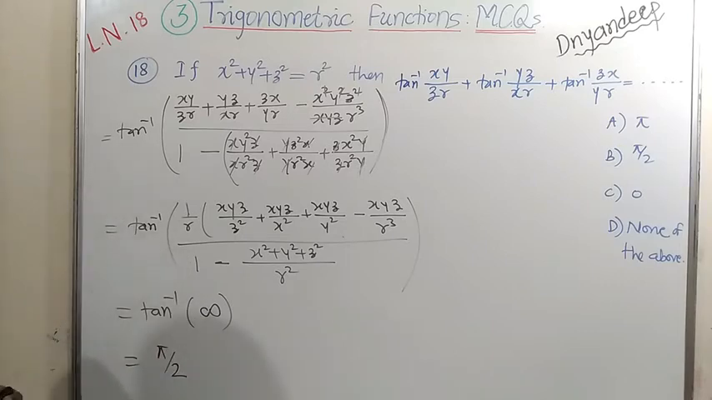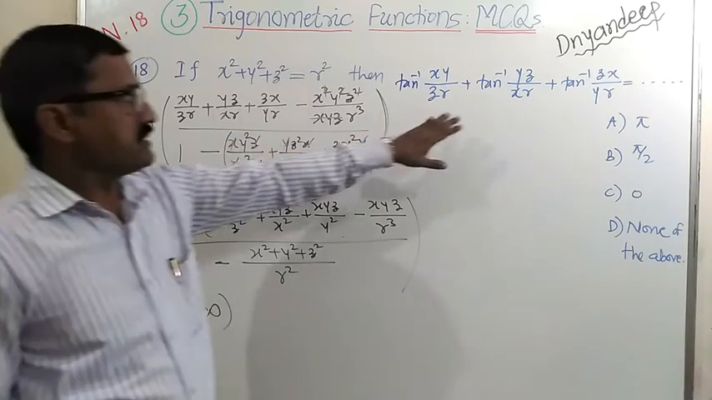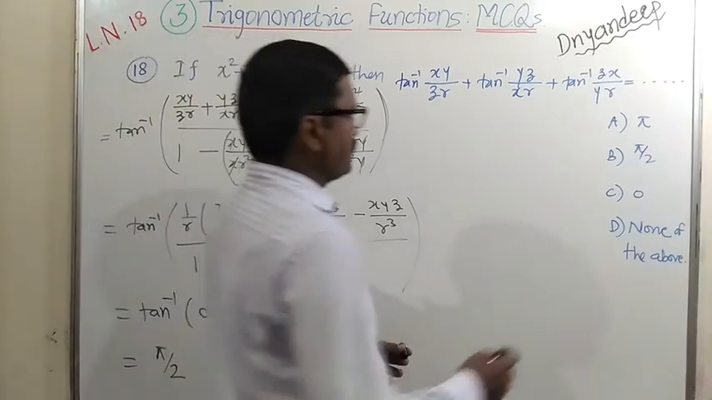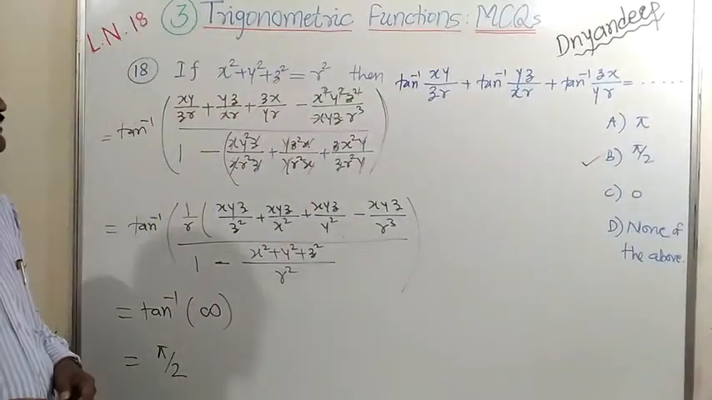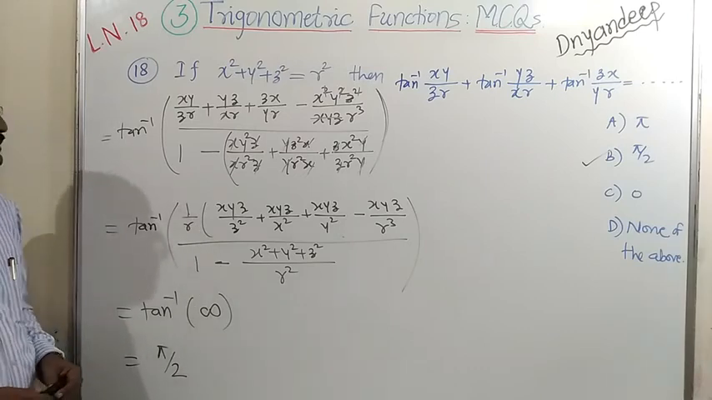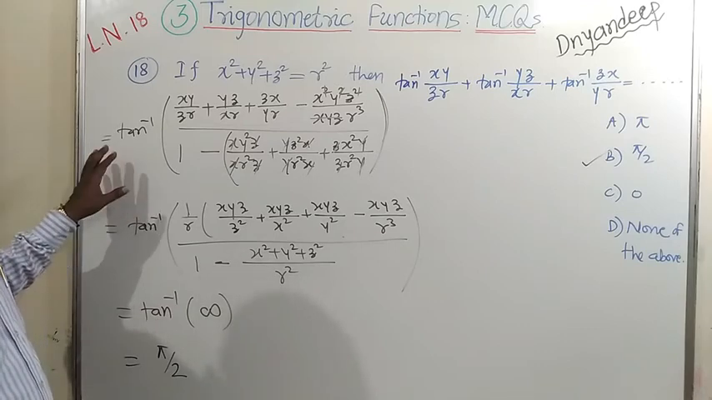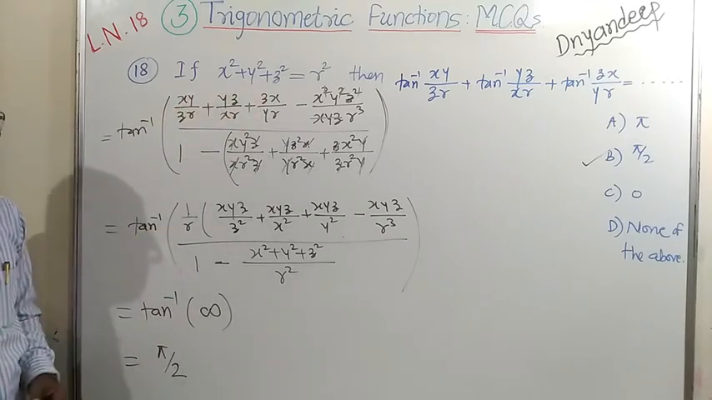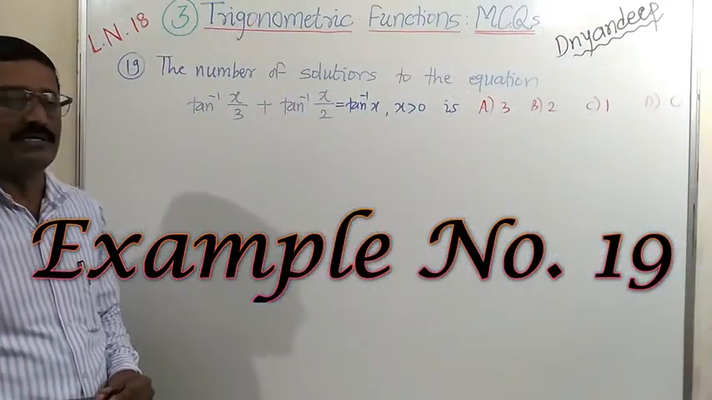Okay. We don't know the values of x, y, z, still we can find the value of this expression, that will be pi by 2. So the second option is correct. That is example number 8. This one is different. You have to remember the formula for tan inverse x plus tan inverse y plus tan inverse z, so that you can find the value of this expression. That will be pi by 2. Okay. Now we will move towards the example number 19.